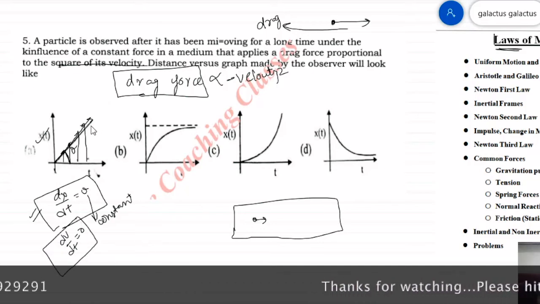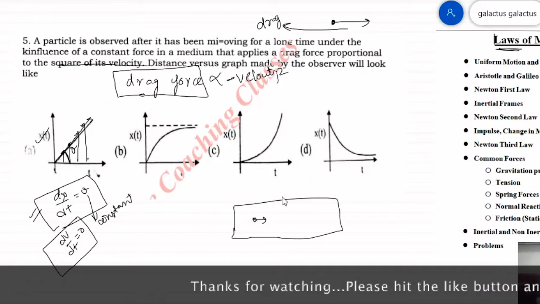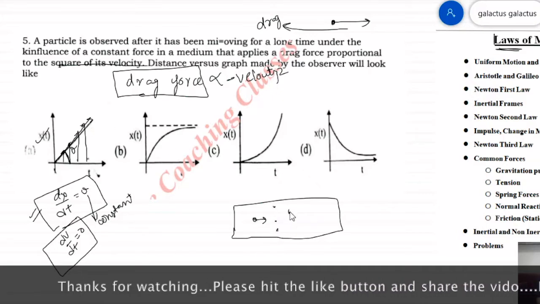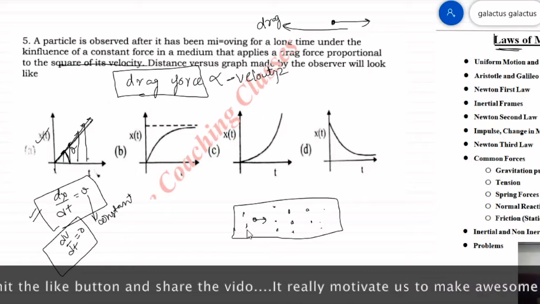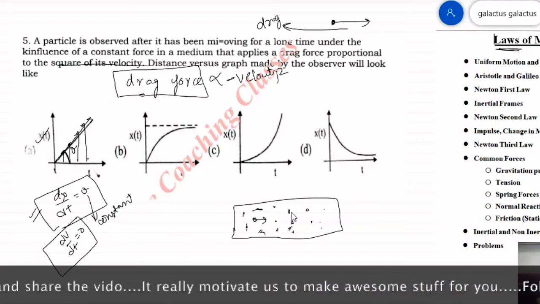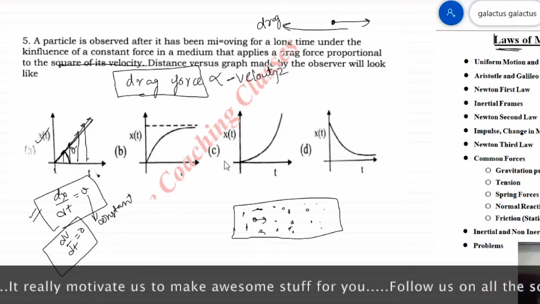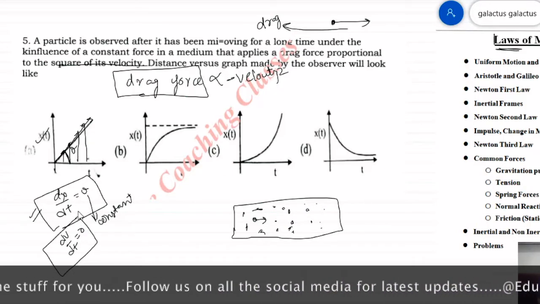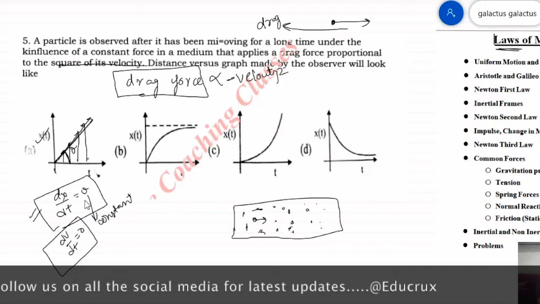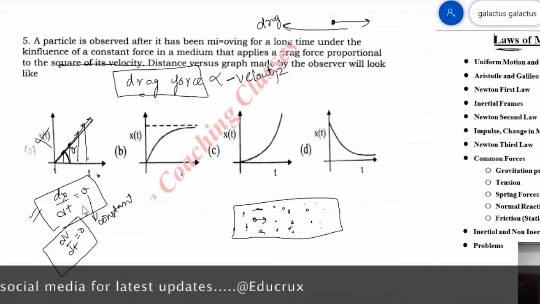If the particle is moving through a viscous medium that has a drag force depending on the velocity squared, the motion cannot be uniform. That is, the body cannot move with constant velocity. So this is wrong.